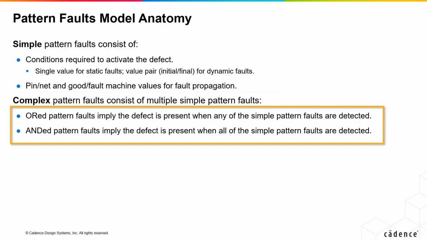A complex pattern fault consists of multiple simple pattern faults. OR pattern faults imply the defect is present when any of the simple pattern faults are detected. AND pattern faults imply the defect is present when all of the simple pattern faults are detected.